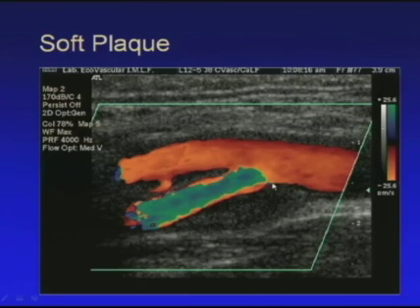So it's very important to determine the size of the plaque, the surface of the plaque, and by using color Doppler we can observe how the flow is accelerated in this portion, and it is represented with this aliasing phenomenon.